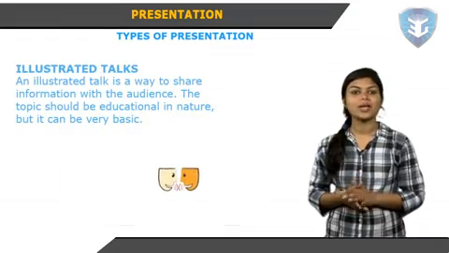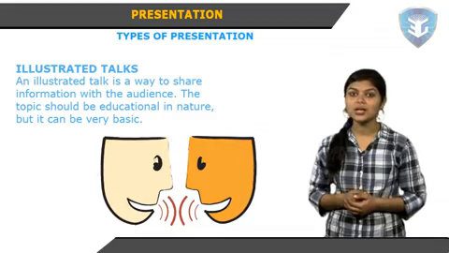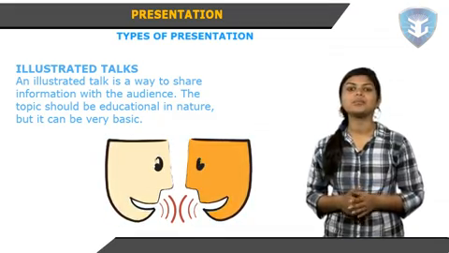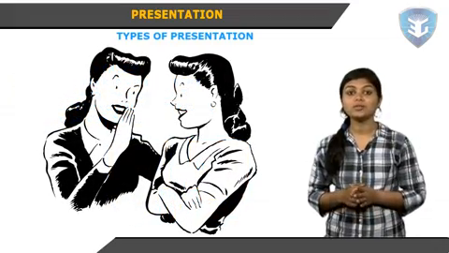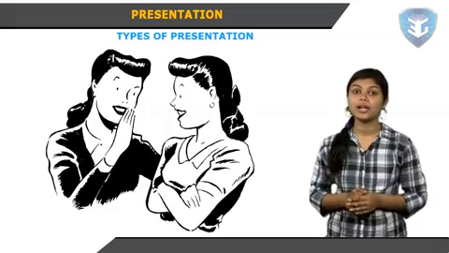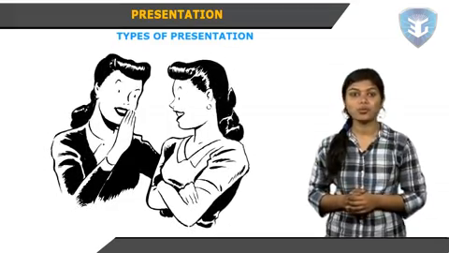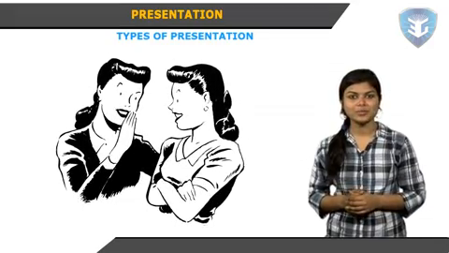Illustrated talks. An illustrated talk is a way to share information with the audience. The topic should be educational in nature, but it can be very basic. No finished product is necessary, but visual aids must be used to help explain what is being said. Visual aids can include posters, slides, transparencies, models, or actual items.